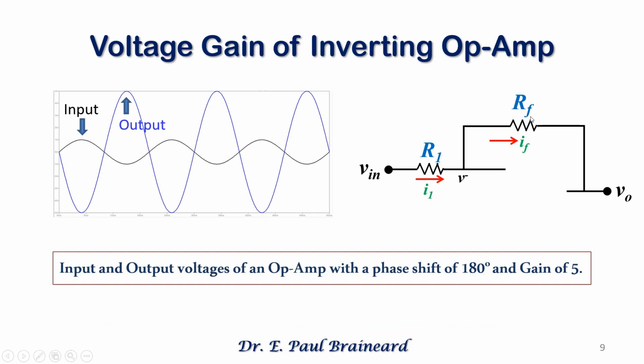If the input is a sine wave, the output will be an inverted sine wave in the case of an inverting operational amplifier. And the gain is 5. You can see from the scale over here. So in these particular input and output waveforms, you can observe that there is a phase shift of 180 degrees.